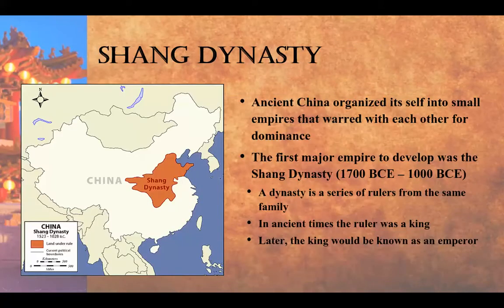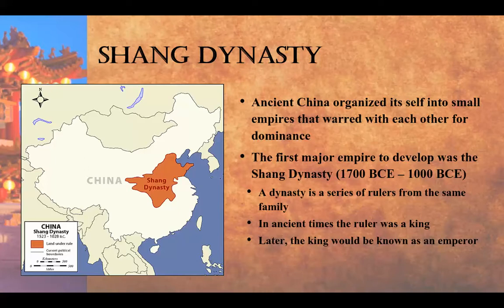China gets divided into dynasties, which is one of our bellwork words this week. A dynasty is a series of rulers that come from the same family. So it gets passed down from father to son, father to son, father to son. During the early dynasties, the ruler is called a king, but eventually, starting next week, we'll start referring to him as an emperor, not a king.